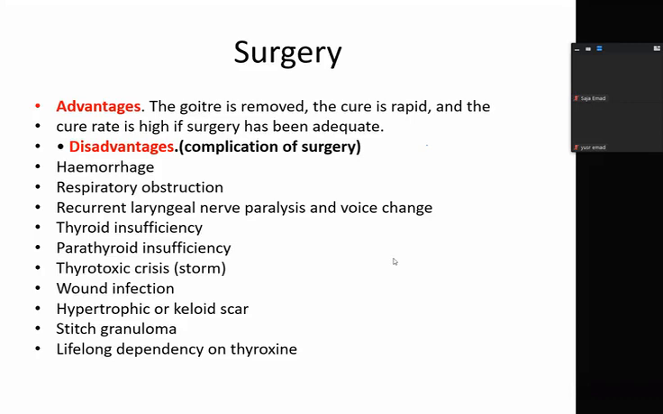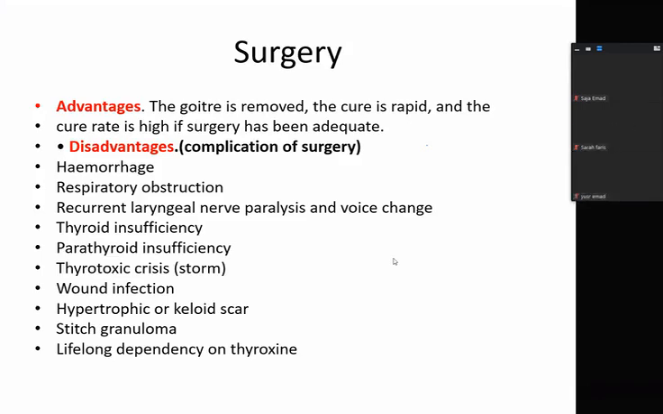Surgery. Advantages of surgery: the goiter is removed, the cure is rapid, and the cure rate is high if the surgery has been adequate. (Arabic commentary: after a total thyroidectomy the patient will not have nodule recurrence.)